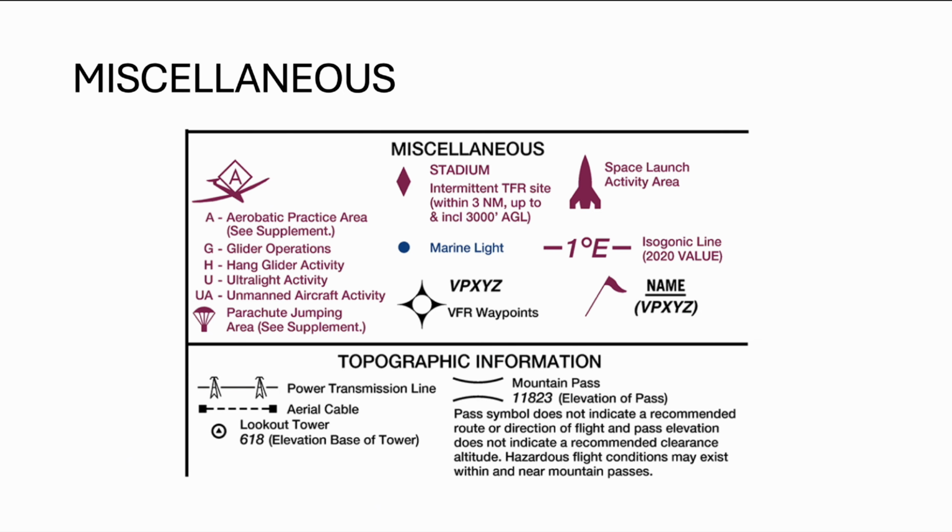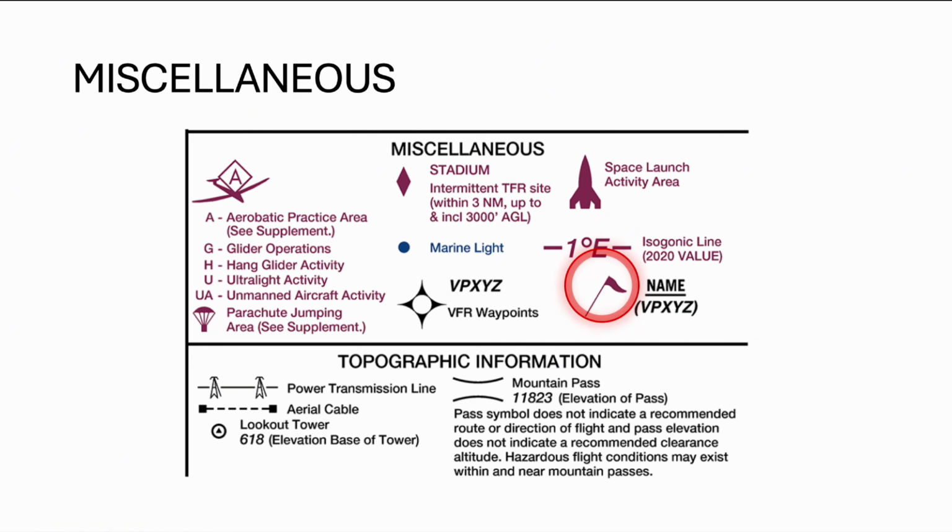Some miscellaneous ones, you'll see a bunch of these depending on where you fly. It could be aerobatic practice area, glider operations, hang gliders, parachute jumping. So if you fly near an area that has a lot of skydiving, then you would see this parachute jumping. Stadium, space launch area, isogonic lines, which we'll get into.